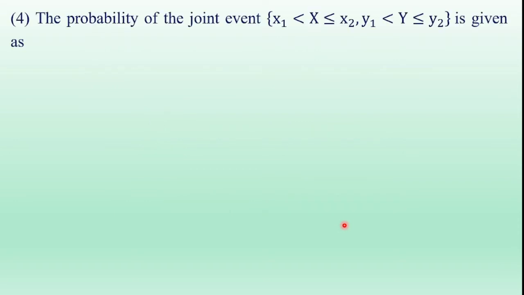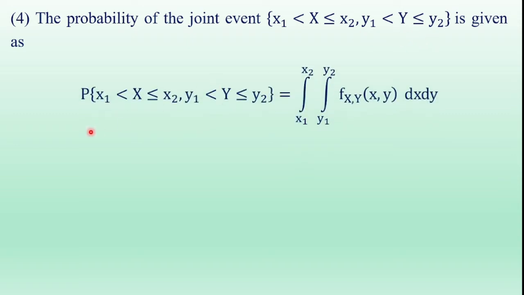Next property: the probability of the joint event x1 less than or equal to X less than or equal to x2, y1 less than or equal to Y less than or equal to y2 is equal to the integral from x1 to x2, integral from y1 to y2, of f_XY(x, y) dx dy.